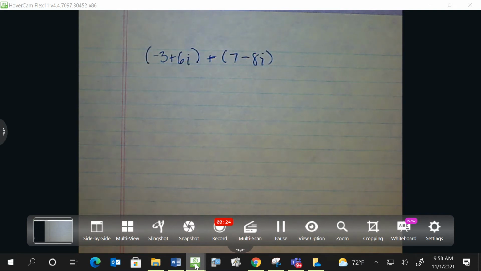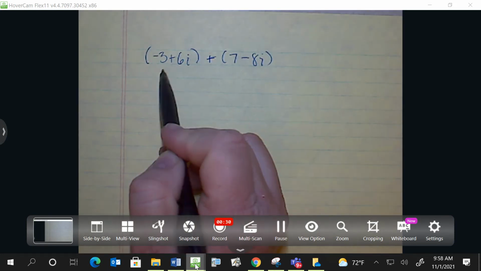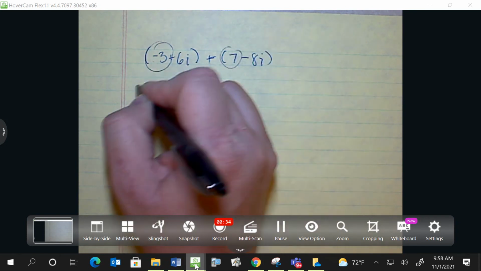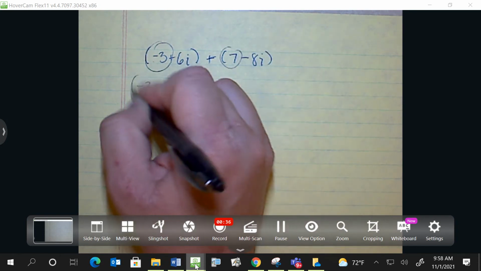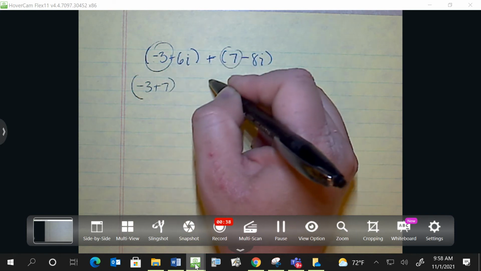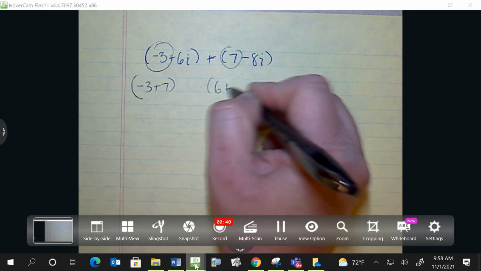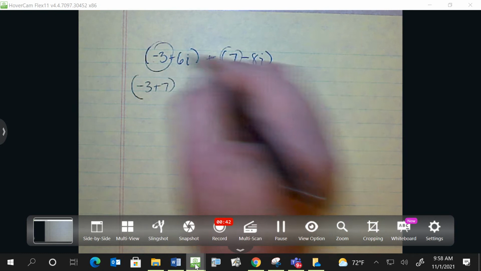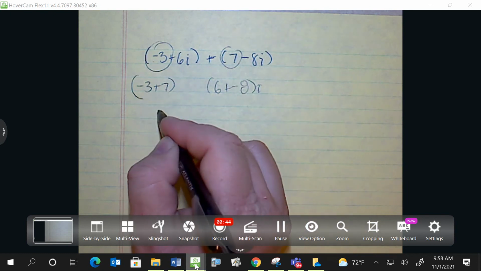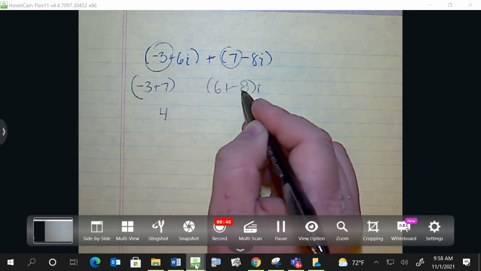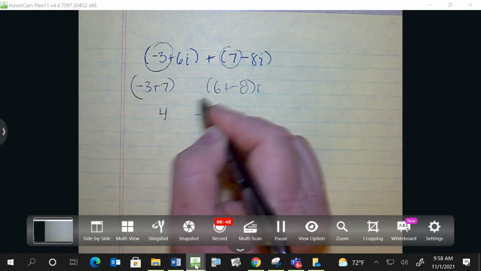In this problem, again, you are just watching this. I want to find a way to simplify this. So I want to find a way to really condense this by adding like terms. So I'm going to go, what is negative 3 plus 7? So negative 3 plus 7, you are only watching me. Then I'm going to do, what's positive 6 plus negative 8? Notice they both have i's. Negative 3 plus 7 is 4. 6 and negative 8 is negative 2, and this is an i.